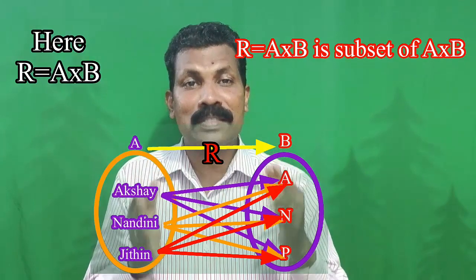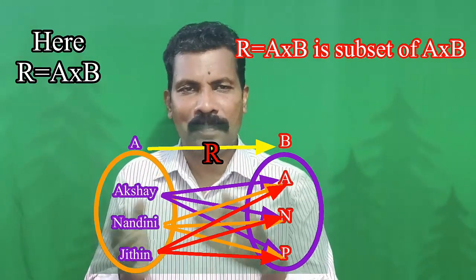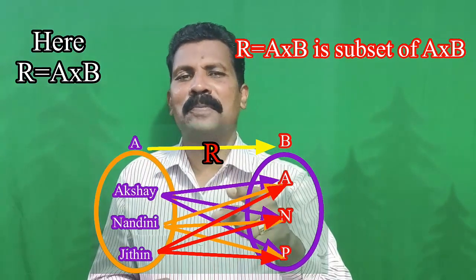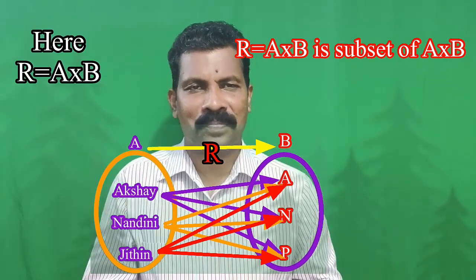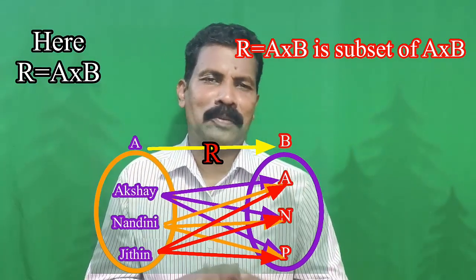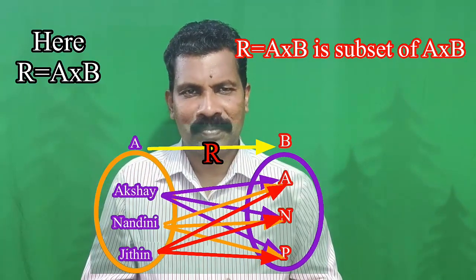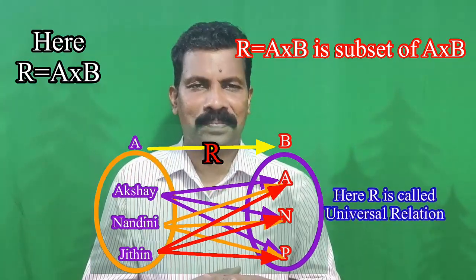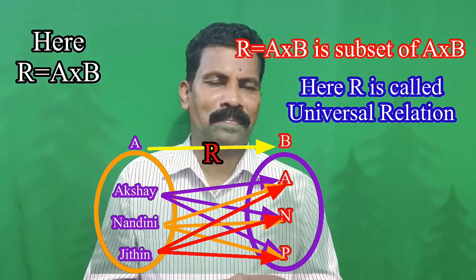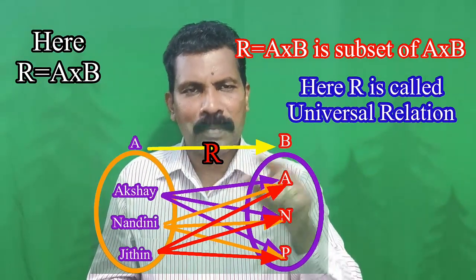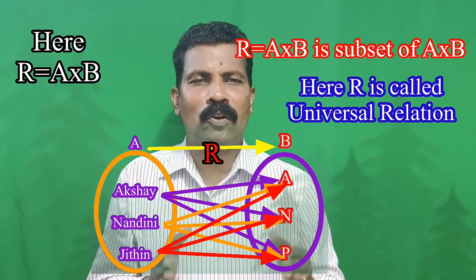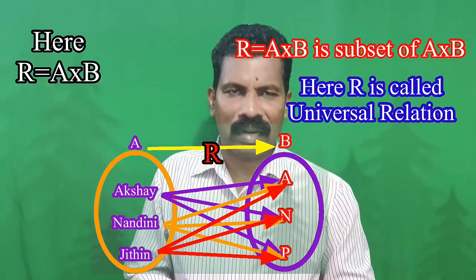So A cross B itself, that is here capital R, is a relation from A to B, having all the 9 elements, because A cross B has 9 elements. And this capital R, which is nothing but A cross B, that is a relation from A to B, is called universal relation.